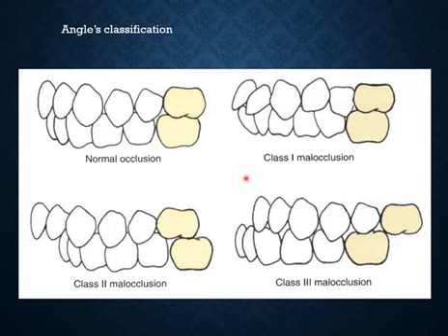Angle classification is divided into Class 1 malocclusion, which is neutral occlusion, a malocclusion in which the buccal groove of the mandibular first molar occludes with the mesiobuccal cusp of the maxillary first permanent molar. The term Class 1 is sometimes used incorrectly as a synonym for normal occlusion, although in reality it only signifies a normal relationship of maxillary and mandibular first molars in the sagittal plane.